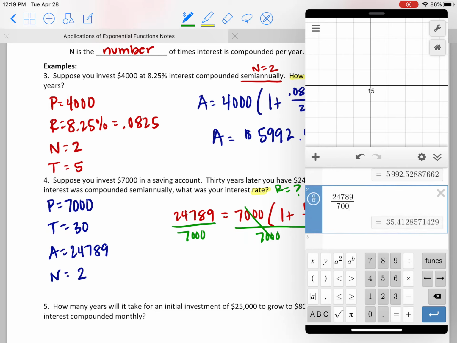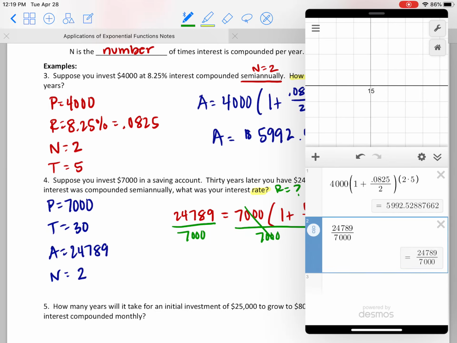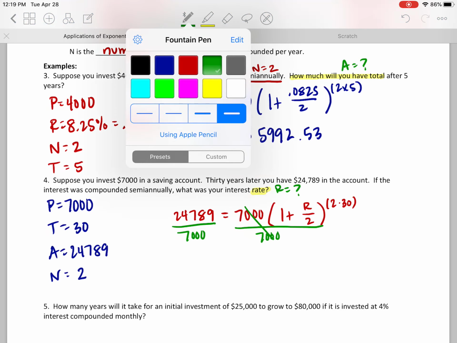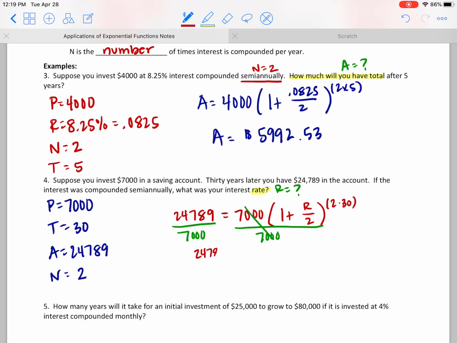Yikes. How do we solve this thing for R? I would say let's get rid of the 7,000 first. Let's divide both sides by 7,000. Makes that go away. If this is an ugly decimal, non-repeating, non-terminating, then I'm just going to leave it as a fraction. I don't want to have to round more than once in a problem, so I'm going to leave in this fraction here. 24,789 over 7,000 is equal to 1 plus r over n to the 2 times 30, which is the 60th power.